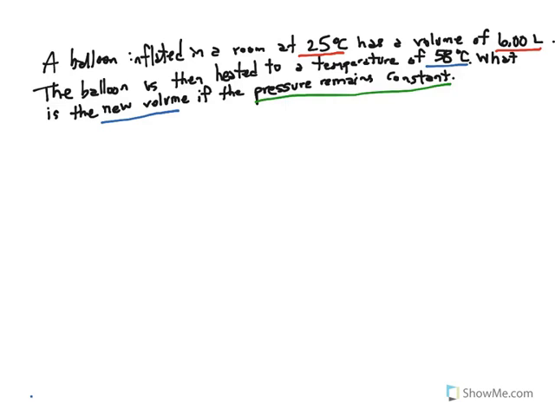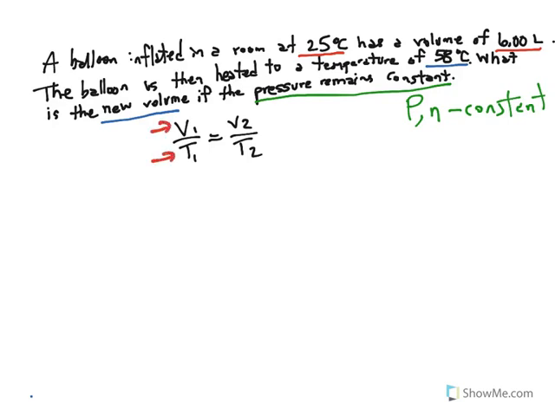So we have no reason to believe that the number of moles has changed, and we're told that pressure is constant. So pressure and the number of moles are constant. Therefore, we can use Charles's law: V1 over T1 equals V2 over T2. I'm sorry, I said the only things changing were temperature and pressure, and that's incorrect. The only things that are changing are volume and temperature. So we can go ahead and use this law.